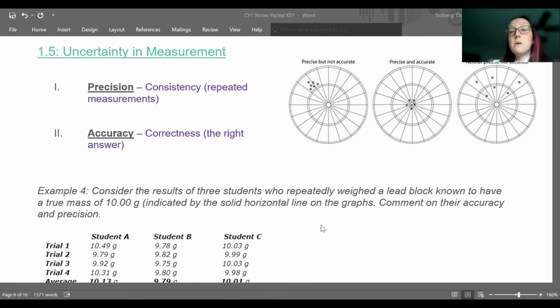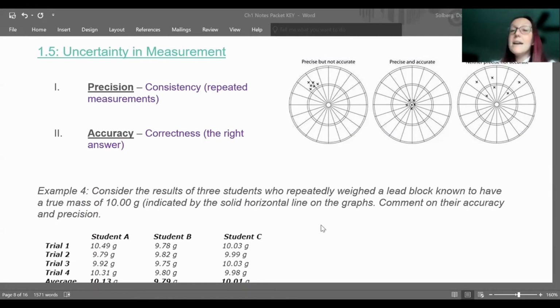Now, yes, we want to be both precise and accurate in our classes, in our labs. Sometimes that's not always the case. You may not be able to affect the precision from which you are doing things, but we want to be both. Okay, so precision in one word means consistency. The more precise you are, the more consistent you are. So we want very precise tools. If I'm measuring a block on a scale over and over and over, I should get the same answer over and over and over. If I'm not, it is not a very precise scale.